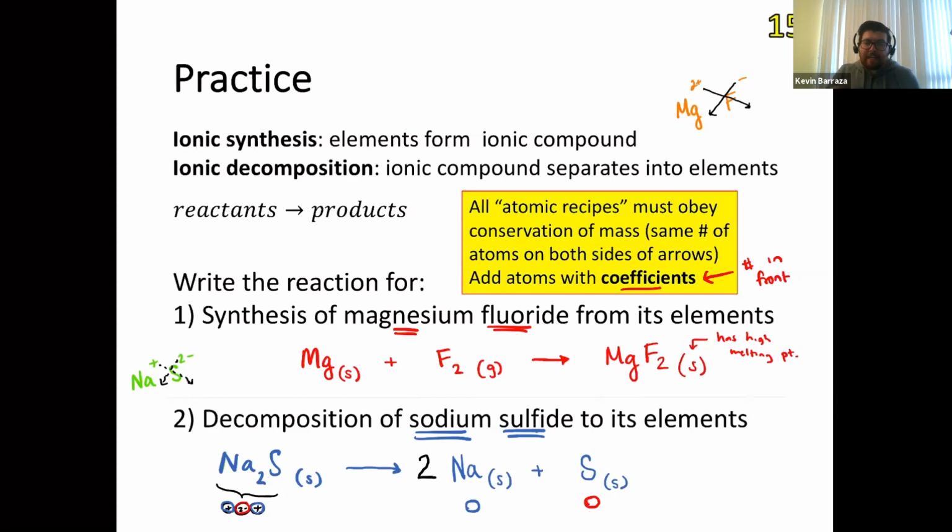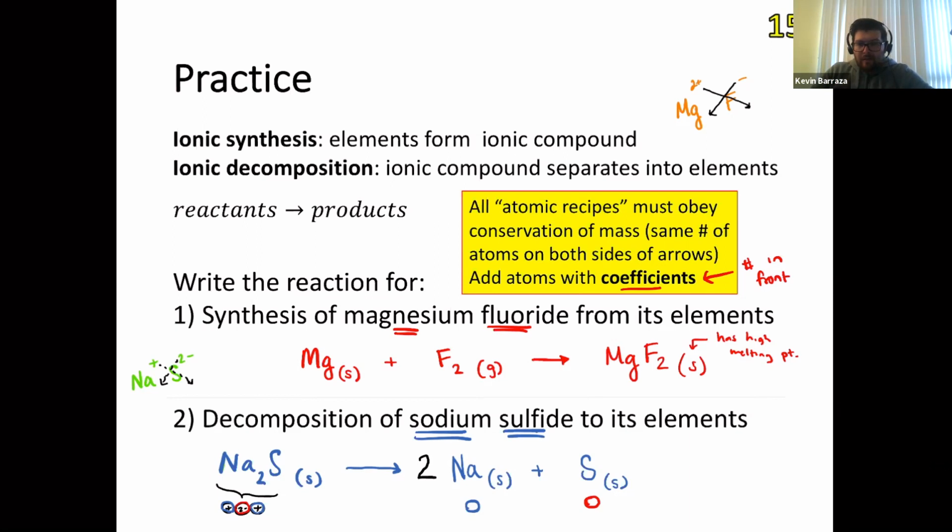Okay, but that is making and breaking ionic compounds. You now know your first chemical reactions: how to make an ionic compound and how to break an ionic compound. We put the elements together to make, we split the elements apart to break.